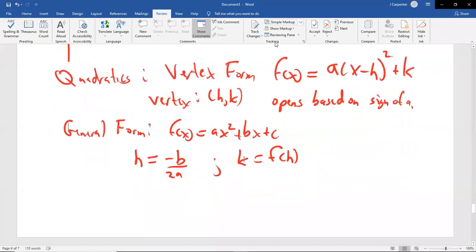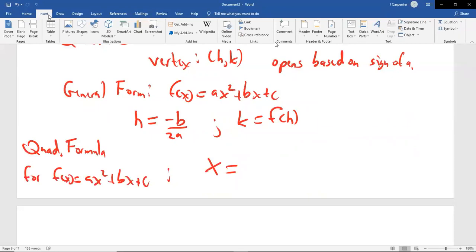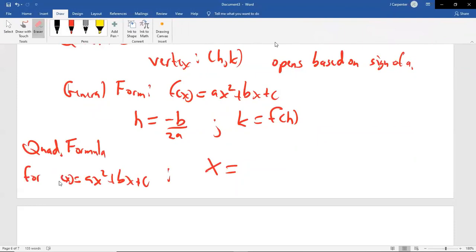As a reminder, the quadratic formula. If you had me in pre-calculus, you heard me say a million times, you never get to forget it. Still true. For the same general form, so for f of x equals ax squared plus bx plus c, the solutions to this equation, when you set the function equal to zero, which is also known as finding the zeros or the roots, or the x-intercepts, there's three names for that, it's x equals negative b plus or minus the square root of b squared minus 4ac all over 2a.